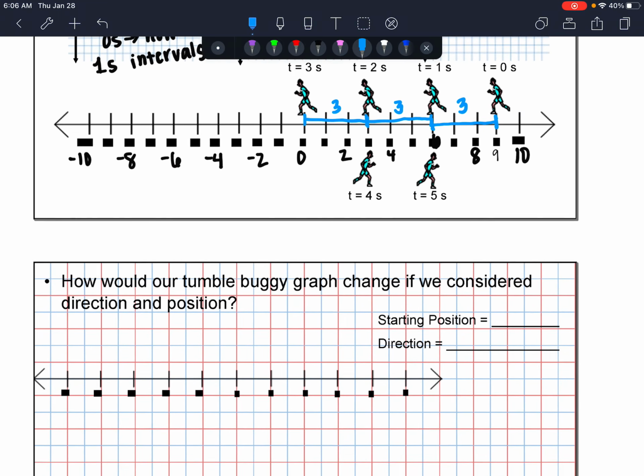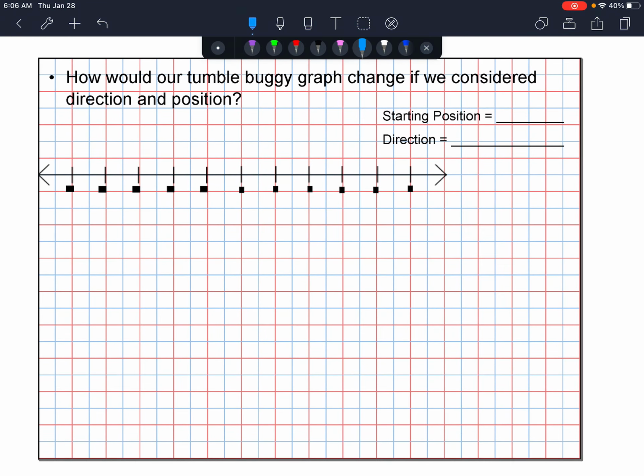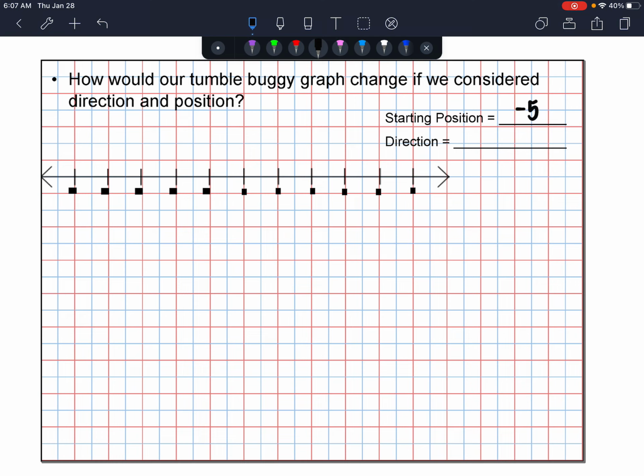It's so hard to teach to a video when I can't see faces. That being said, how would our tumble buggy graph have changed if we considered direction and position? So for example, let's say that your starting position was, instead of at 0, which is where everyone started, let's say it started at -5 centimeters. And let's say it went in the negative direction.